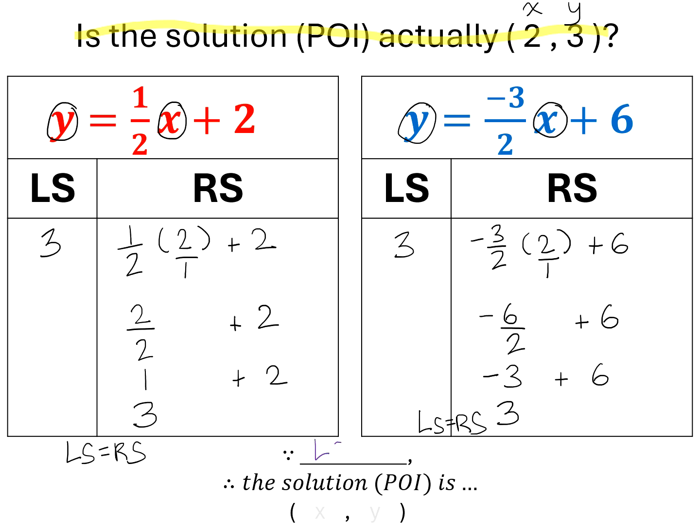At this point, we want to make a final conclusion. Since the left side equals the right side for both equations, therefore the solution, which is another word for point of intersection, is indeed actually (2, 3). You can now be 100% confident that the point of intersection is actually (2, 3).